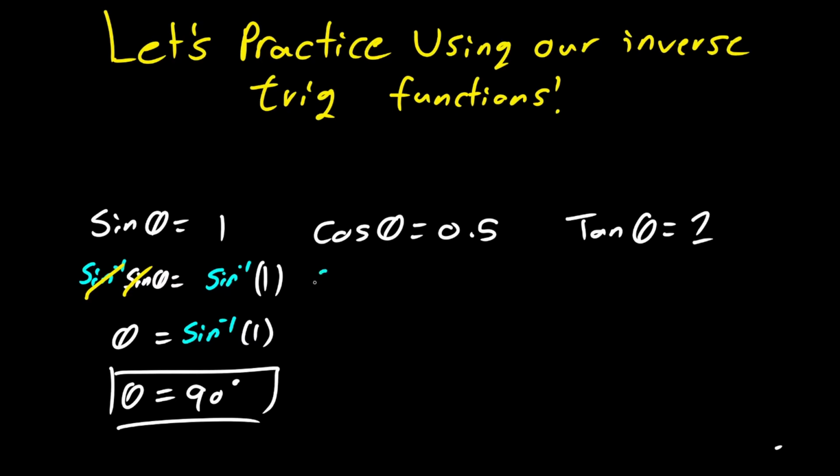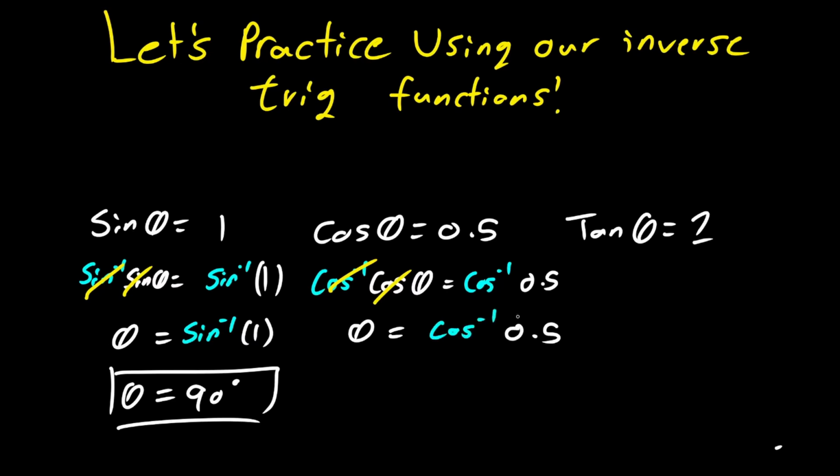So for here, we take the inverse cosine on both sides. These two cancel out, and we end up getting theta is equal to the inverse cosine of 0.5. And this ends up being 60 degrees.